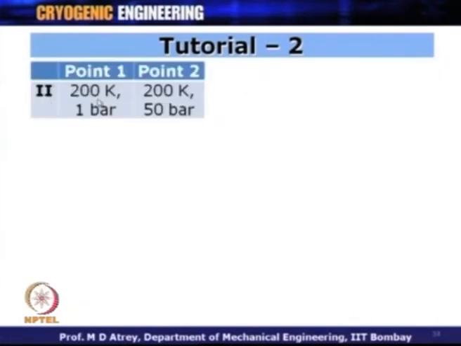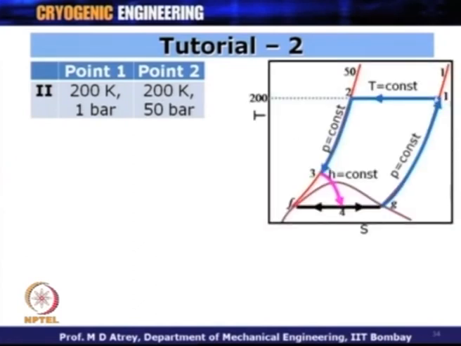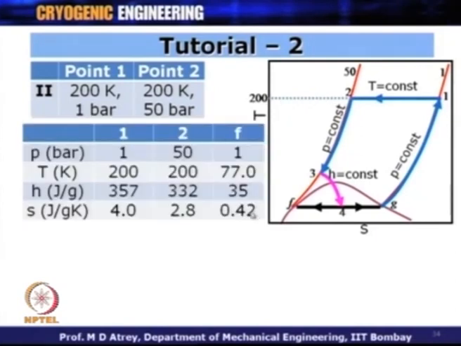Now, I go to the second case, which is the compression process happening at 200 Kelvin. The pressure remains the same, that is, 1 bar to 50 bar compression. So, instead of 300 Kelvin, I am carrying out the compression at 200 Kelvin. This is schematically shown, 1 to 50 bar at 200 Kelvin. Again, I go to the TS diagram and get values. Point 1 is at 1 bar, 200 Kelvin, with corresponding enthalpy and entropy here. Point 2 is 50 bar, 200 Kelvin, with enthalpy and entropy over here, and point F is at 1 bar and 77 Kelvin. This will not change.